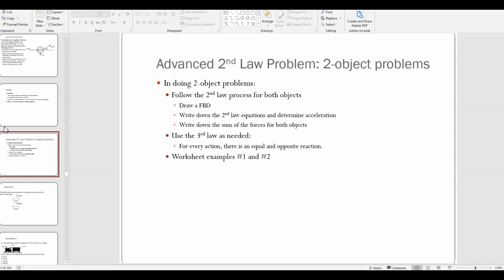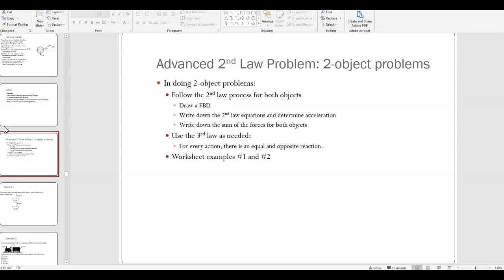Okay, so like any second law problem, we're going to follow the same basic process. We're going to draw a free body diagram. We're going to write out our second law equations to determine acceleration, and then we're going to write down the sum of the forces on the left side of the equation. The only difference is now we're going to do it for two objects instead of one.